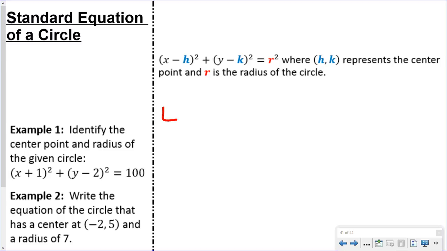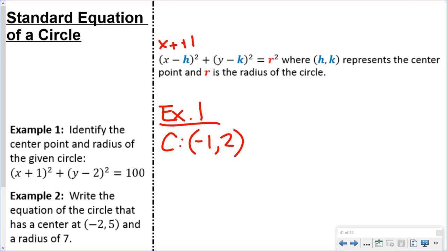So these were the two that we mainly talked about. Example 1: identify the center point and radius of the given circle. I'll just use capital C for the center. What would the center of this be? -1, +2. Because h would have had to be -1, so that when you plug it back in here, it would have been x minus -1, which is why it became +1. So remember, it's opposite of what it looks like.